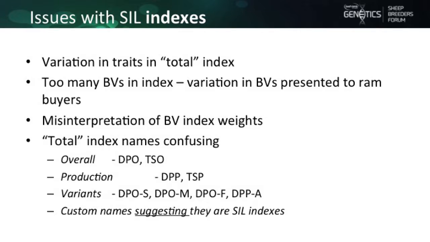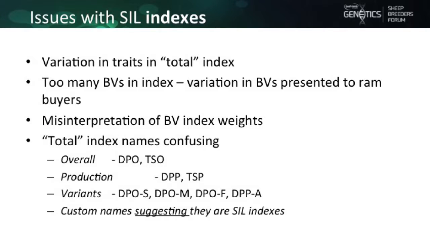So what we've said is, let's have a look at what's happening at the moment. We've got a variation in a lot of different, I'm going to call them total indexes. I mean things like, several people have a DPO, dual purpose overall, but it'll have different components in it because they're measuring different things. Or they might say, I want a DPO but subtract this bit from it because I don't think the survival information is that reliable. And so we've also got lots of BVs in each index.